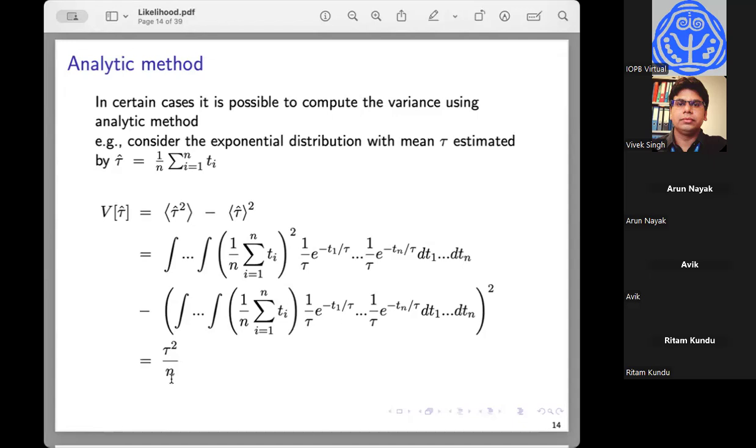Okay, you'll get tau squared by n. So that means, again, you remember earlier, right? We got sigma squared by n, the variance for the mean.